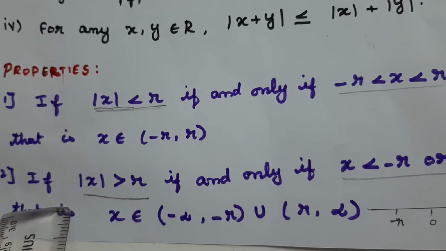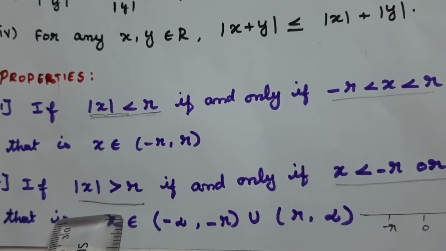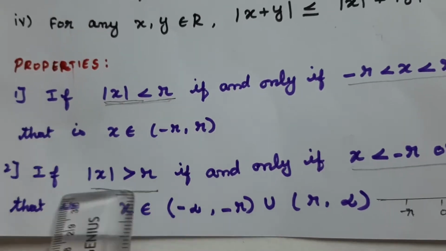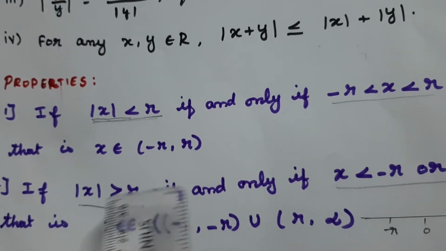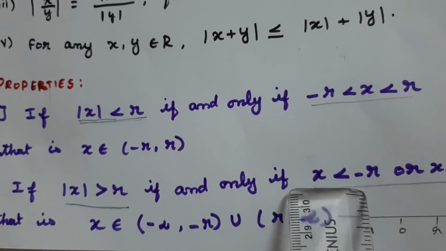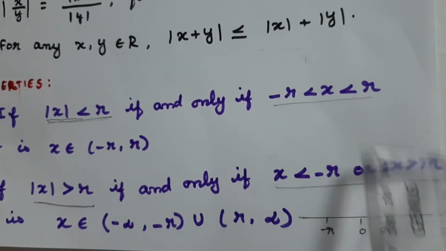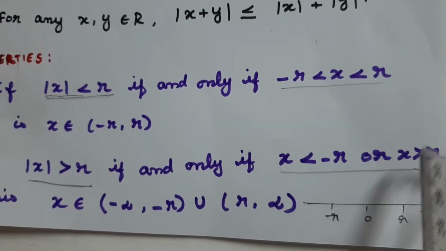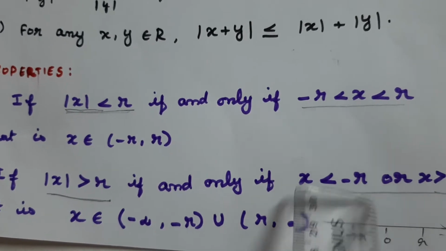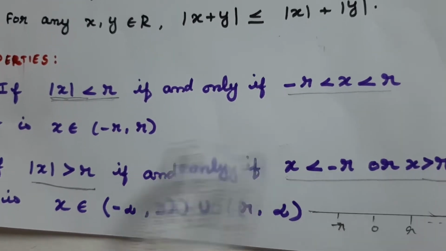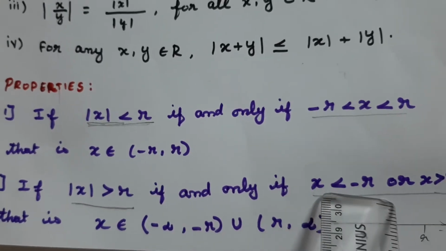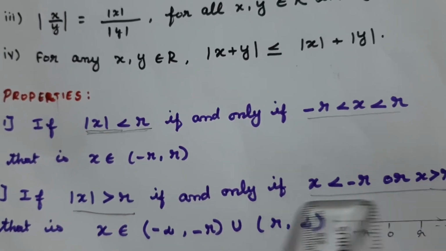And your second property is modulus of x greater than R. If modulus of x is greater than R, then if and only if x is less than minus R or x is greater than R. You have to find two limits separately here. That is, x is less than minus R or x is greater than R. When the absolute value is greater than R, this is your solution. This way you can write your interval.